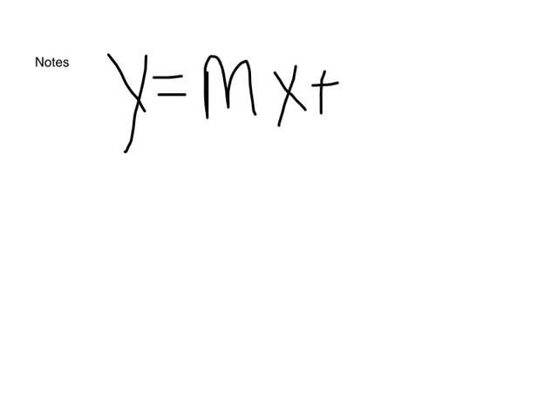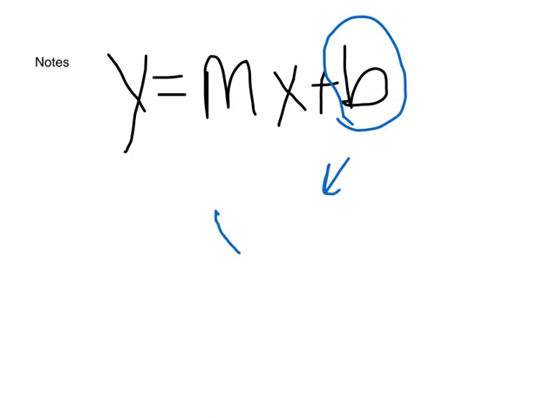In your notes, write down the general equation for a line, which is y equals mx plus b. In this equation, which variable represents our y-intercept? That's our b. So b is our y-intercept. It can also be called our initial value.